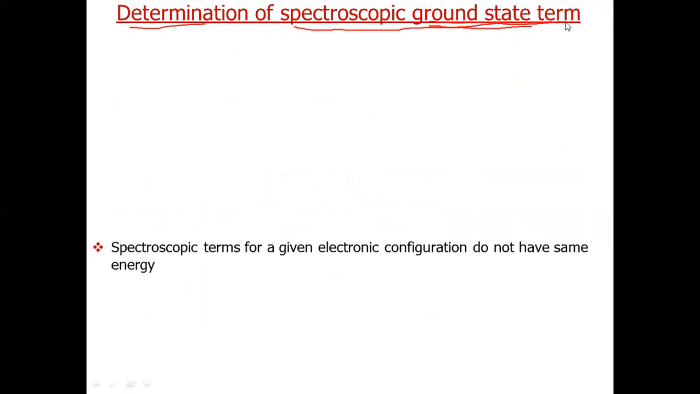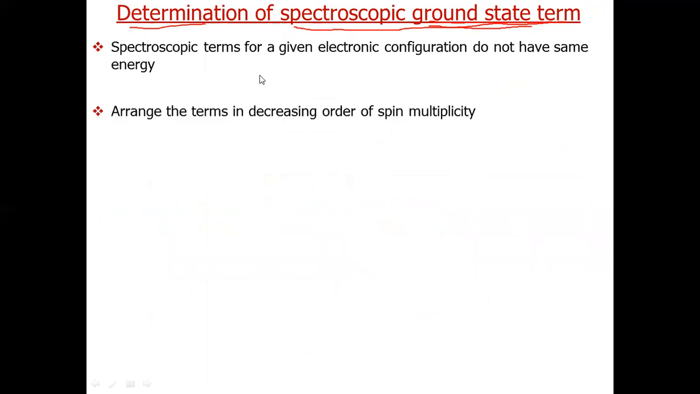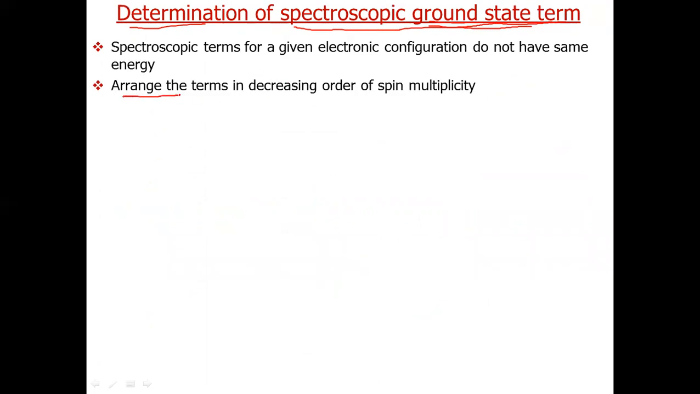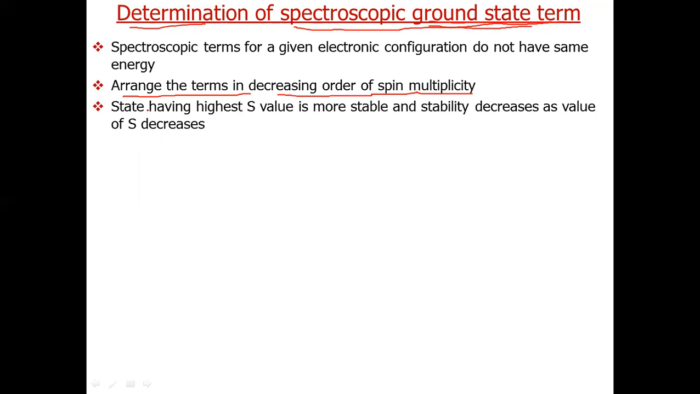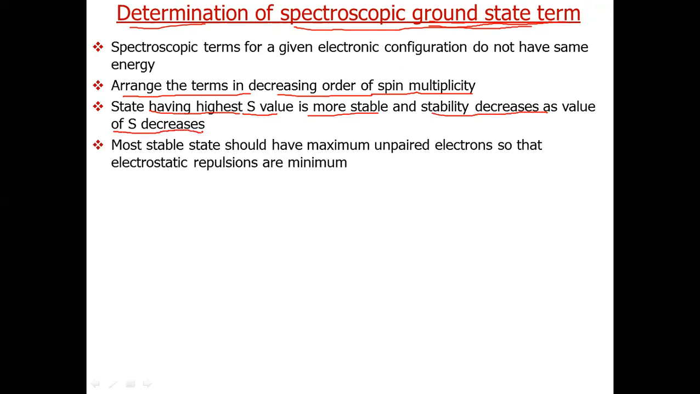There are some rules. So what are these rules? First thing is we have to arrange the terms in decreasing order of spin multiplicity. Why? Because the state having highest S value is more stable and stability decreases as the value of S decreases. Because the most stable state should have maximum unpaired electrons. If the number of unpaired electrons is more, S will be high. If the number of electrons paired is more, S will be less.